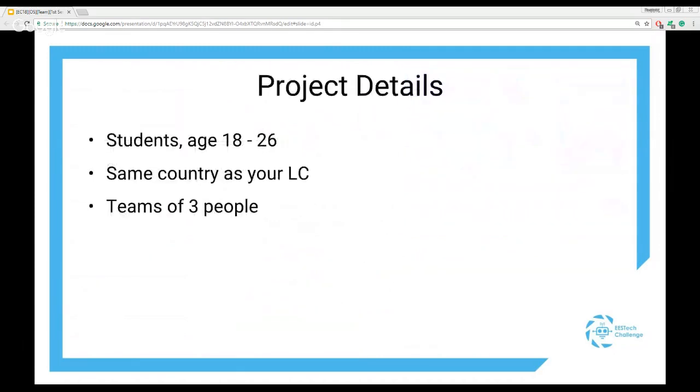Some project details. The competition is addressed to students aged 18 to 26, who will be able to reach one of the cities in their country that conduct a local round, and they can participate in teams of 3.